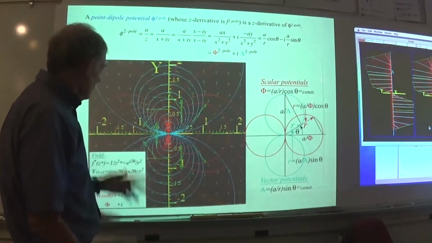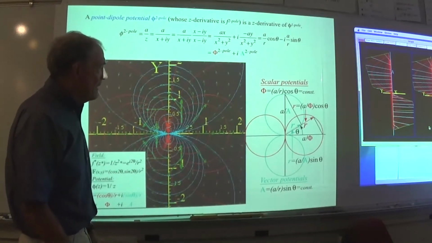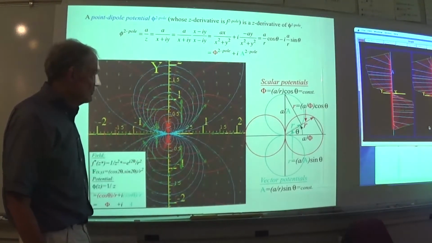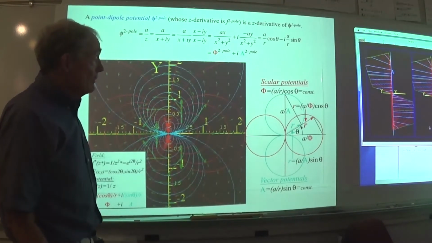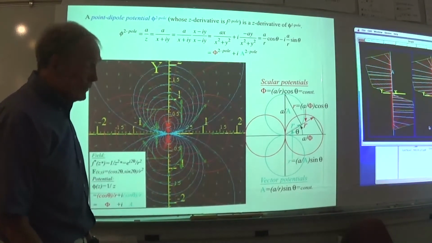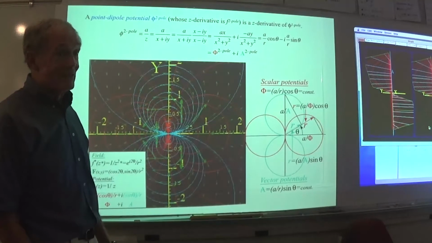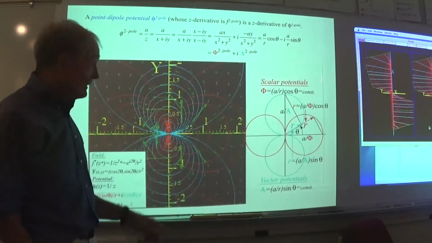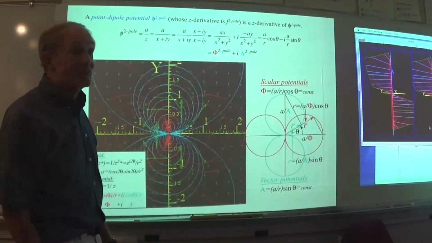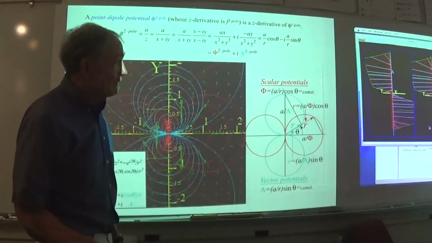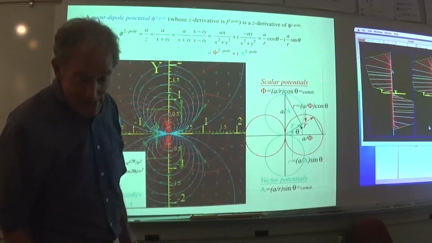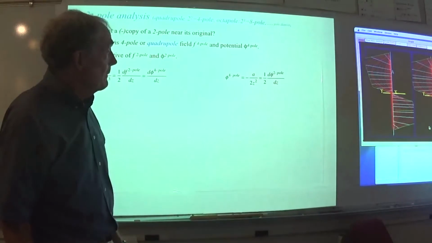In any case, this is beautiful. I think this is just gorgeous to see the equipotentials like this. Dipoles in 3-space don't do this. They're not circles. But in 2 dimensions, yes. Exactly. Okay. Cool, I think.